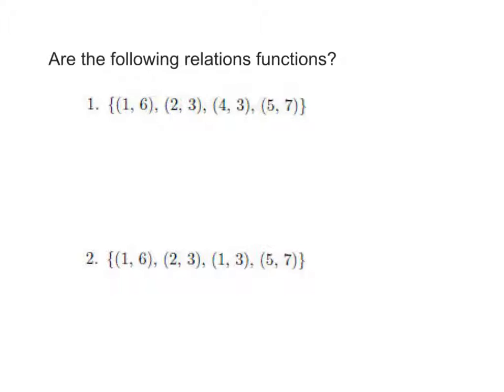So if we look at this first one, the input here is 1, the output is 6. When the input is 2, the output is 3. When the input is 4, the output is 3. When the input is 5, the output is 7. And we need to decide, is that a function? So, for every input, is there only one output? No? Which input are you looking at that has more than one output?